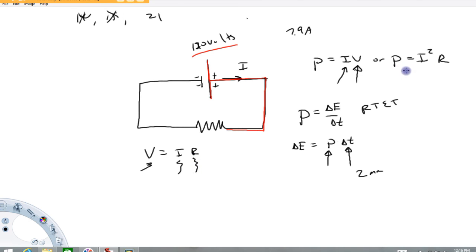Or we can look here, right? Power is equal to I squared times R. In part A, you calculated the power. That value would go here. And then the current is given in the problem. That value would go here, and then you can calculate R.